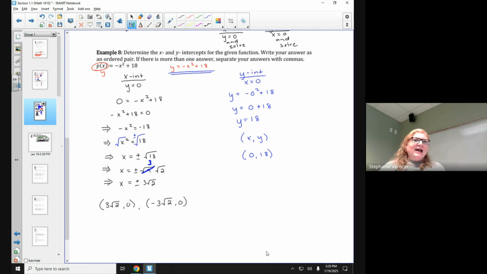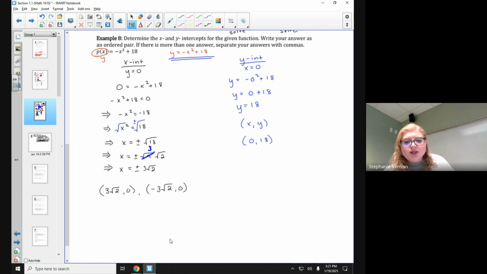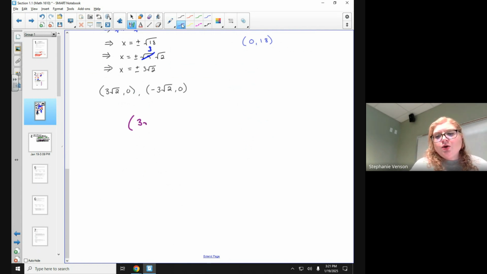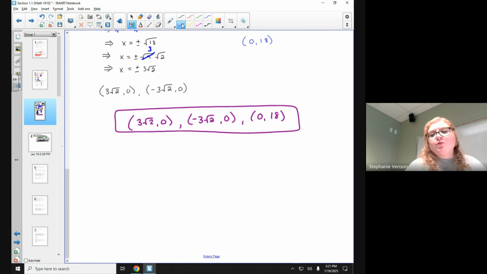Now, I'm pretty sure in ALEKS, when you go to do this homework, the way that they want this answer written is they want all of these points, both the x-intercepts and the y-intercept, written as a list with commas. So, for example, you could write it like this for your final answer: (3√2, 0), (-3√2, 0), (0, 18). All of those x and y intercepts just listed together and separated by commas.